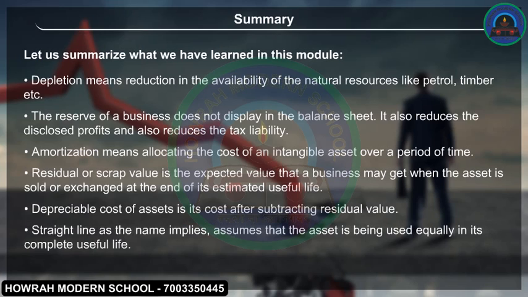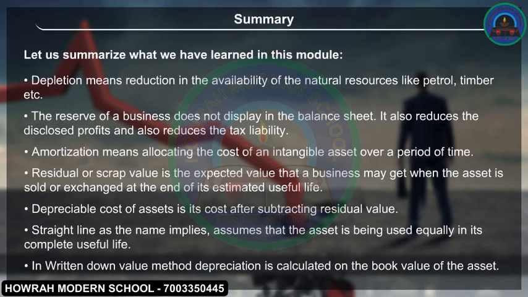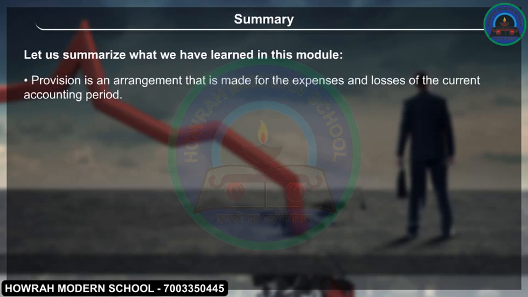Straight line, as the name implies, assumes that the asset is being used equally in its complete useful life. In the written down value method, depreciation is calculated on the book value of the asset. Provision is an arrangement that is made for the expenses or losses of the current accounting period.